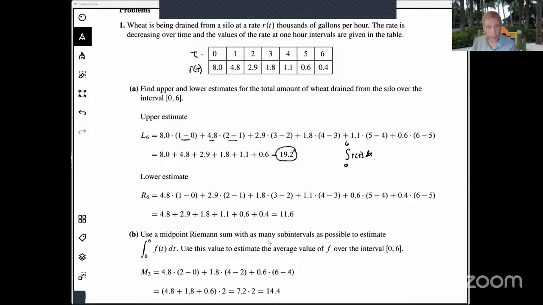So a lower estimate in this case would be a right-hand Riemann sum. We're going to do the same thing. We're going to go into each subinterval, but this time we're going to choose the right-hand endpoint, right-hand endpoint, right-hand endpoint, and so forth down the line. Multiply each by 1, add them all up for an 11.6. Pretty straightforward, good to get us going. Let's take a look at part B.